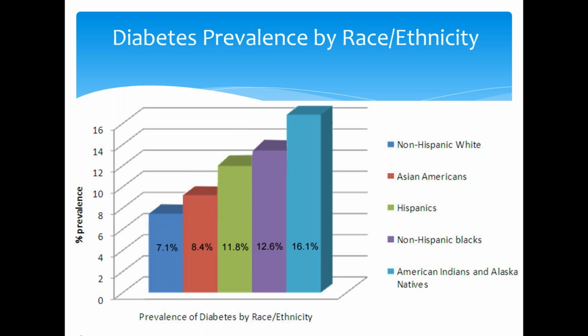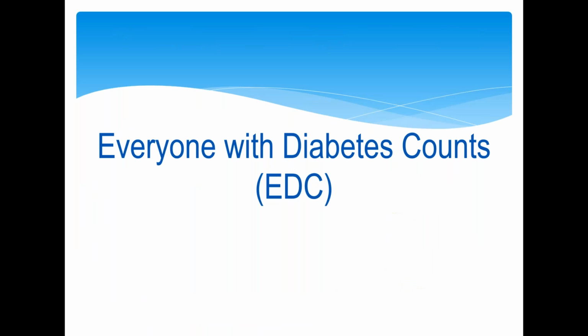The Everyone with Diabetes Counts program targets most of these disparate populations in any way that we can. And as you can tell, we've got the 16.1% of American Indians and Alaska Natives all the way down to your non-Hispanic whites, 7.1%. Next slide.